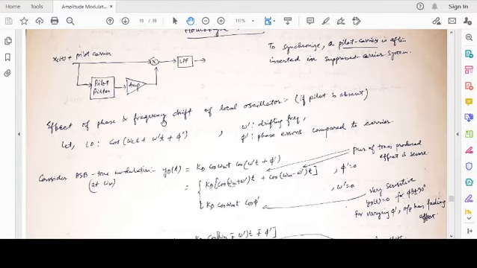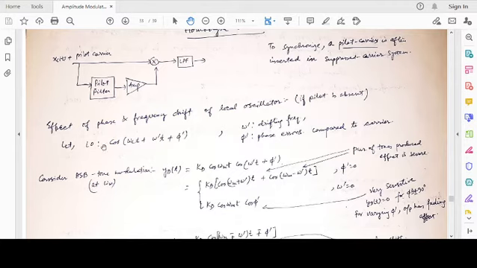So the effect of phase and frequency drift of the local oscillator is very important here. A small analysis needs to be understood. If the pilot is absent, then the local oscillator has to synchronize with the transmitter frequency and the transmitter phase.